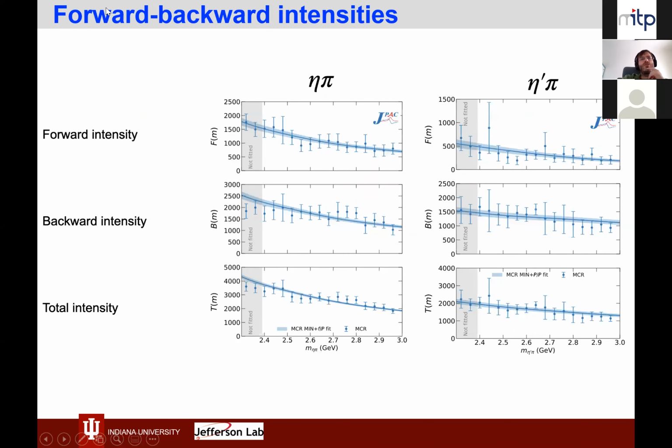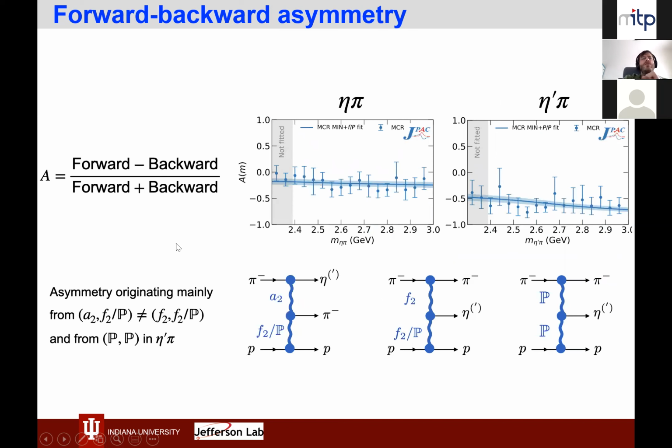Also, one thing that you can do is integrate from 0 to 1 in the cosine of theta and get the forward intensity. You can also integrate between -1 and 0 in the cosine of theta and get the backward intensity. And this is how they look. You have the total intensity, and then you can get the asymmetry: forward minus backward over forward plus backward. And keep in mind, if this asymmetry is different from 0, that means that you have hybrids, you have exotics in those data. You can see that the exotics are more prominent in eta prime pi, and that's what we are finding, that these Pomeron diagrams, this kind of contribution, are more important and are needed.